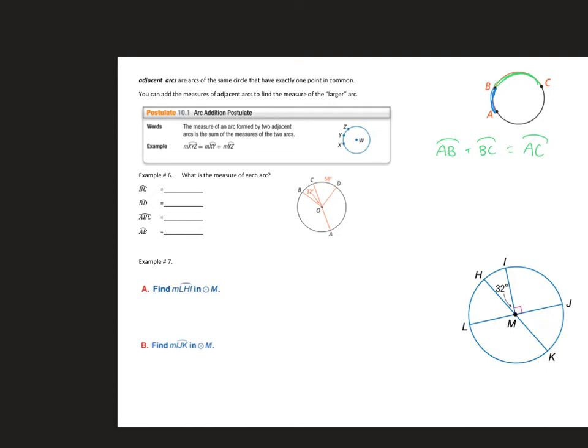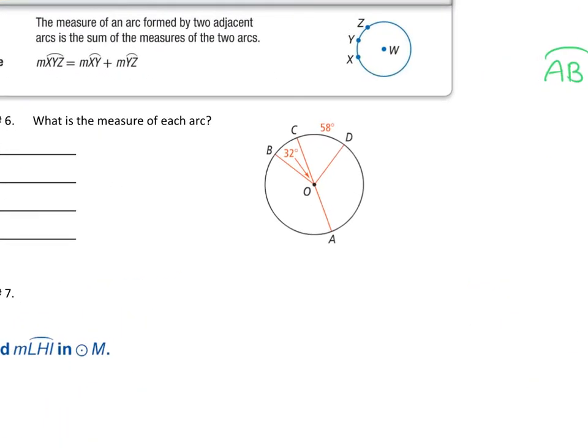So if you see over here, we've got the measure of arc XY plus YZ is equal to the measure of arc XYZ. The way I like to think about this is, can I go through and fill in all these missing angles? So I know that this guy is 58 degrees. I know that this is a semicircle from C to A, so 180 minus 58. That's going to give me 122 degrees.